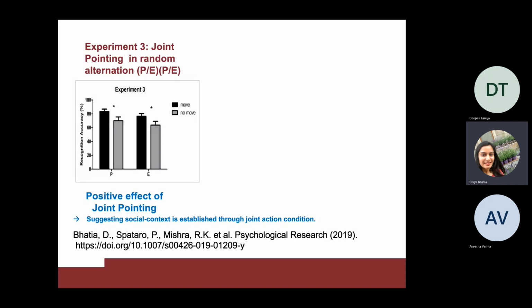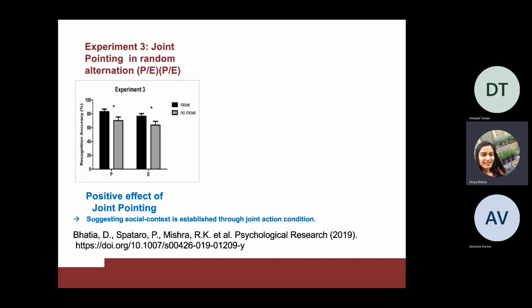So what we got here, and we call it the joint action condition, the joint pointing condition, is that the memory advantage reappears. We have the P condition and we have the E condition. Here I have a simplified version of the earlier graphs, where we only focus on the move and the no move. This is the recognition accuracy for the move, and this is the recognition accuracy for the no move trials.